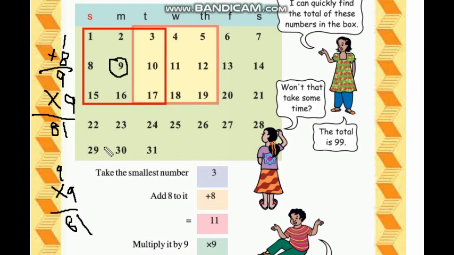This is the first method, and the second method is to just take the middle number. From this box, the middle number is 9. So I have taken the middle number 9 and multiplied it by 9. So I can get the answer even faster. 9 nines are 81. Same answer.